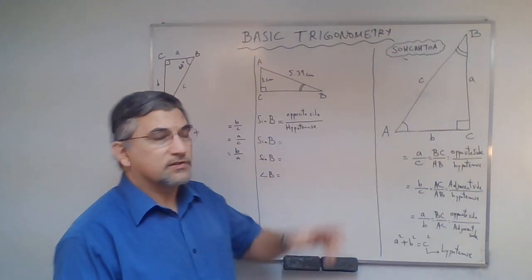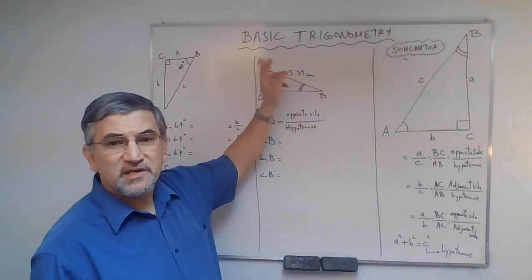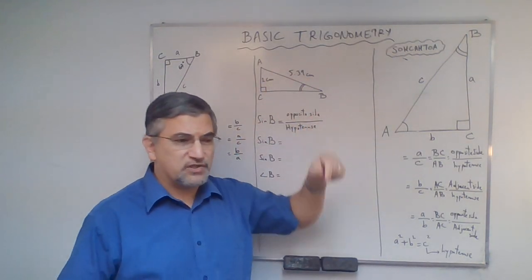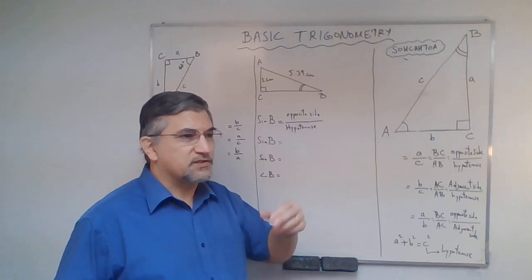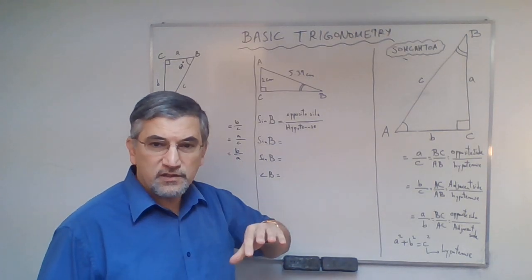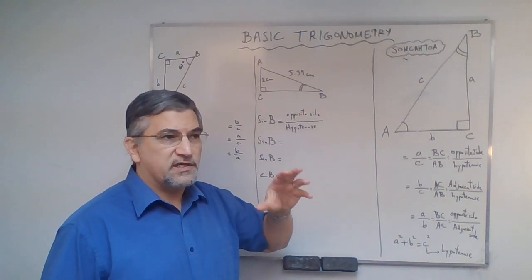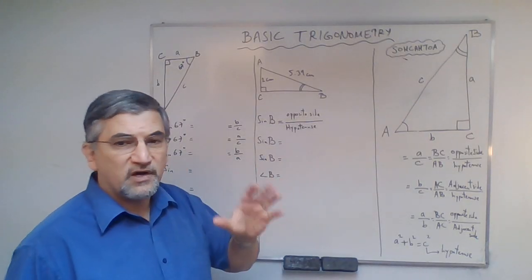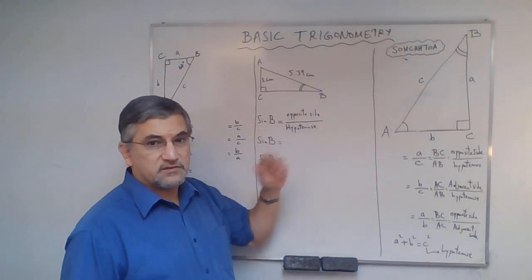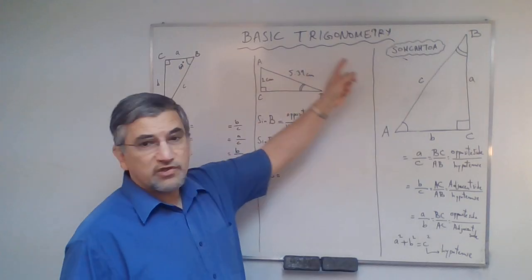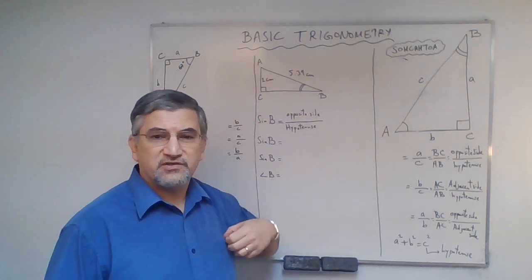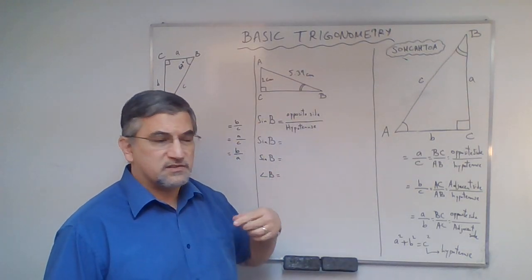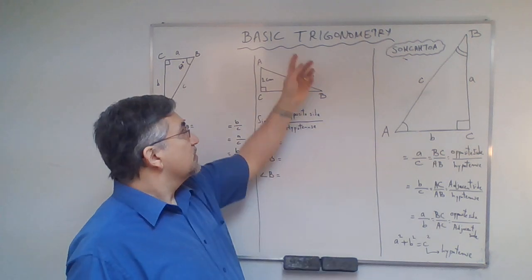This lecture starts discussing basic trigonometry. And when I say basic trigonometry, I mean trigonometry that deals with right angle triangles only and not oblique triangles. Okay, so we'll be discussing only right angle triangles in this section. And trigonometry, obviously, is a branch of mathematics that discusses triangles.